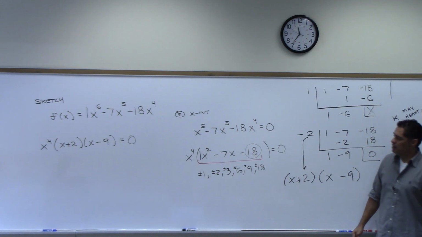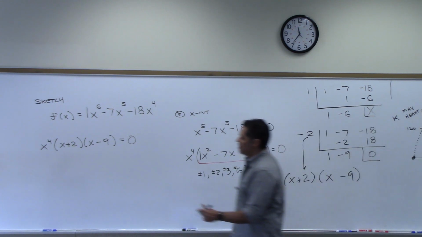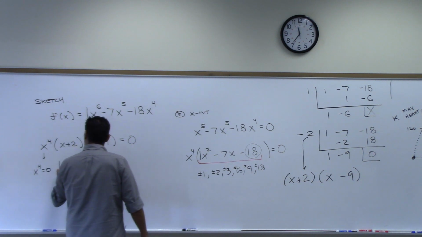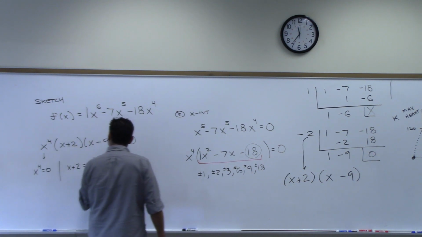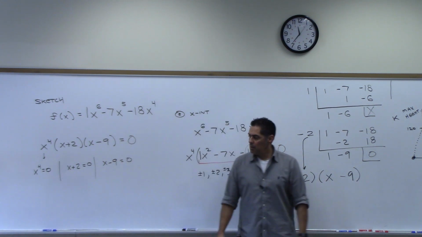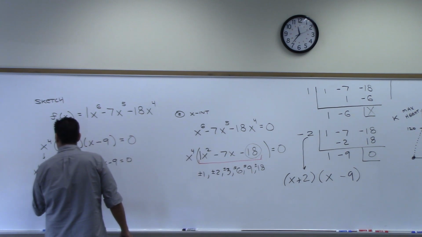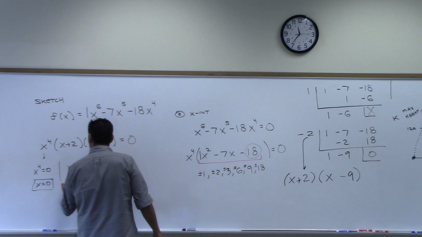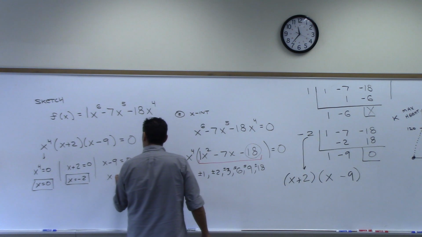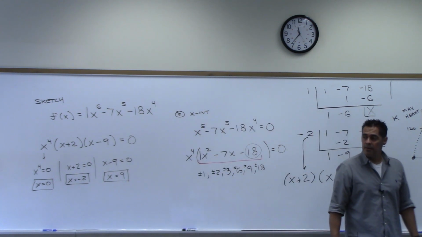Sure? Okay. Now that you've got it factored, you set each factor equal to 0. So set x to the fourth equal to 0. X plus 2, set that equal to 0. X minus 9, set that equal to 0. The first one, the only number that you can raise to the fourth power and get 0 is 0 itself. Here, subtract 2 on both sides, you get x is negative 2. And here, add 9 to both sides, you get x is 9. Okay. We're almost done.